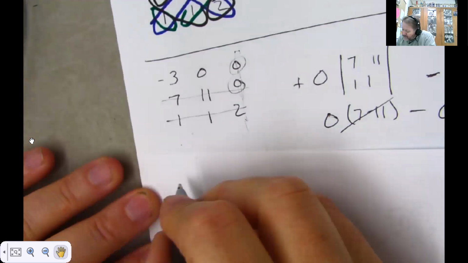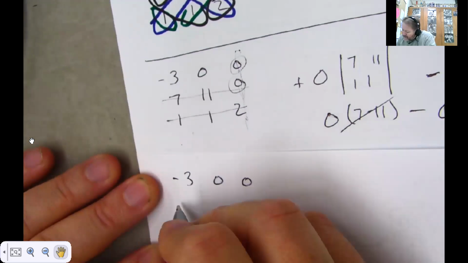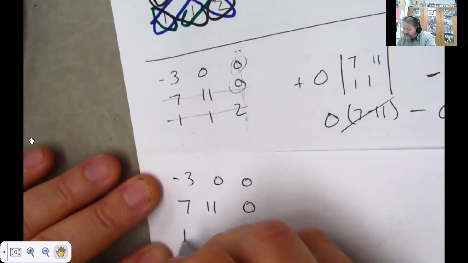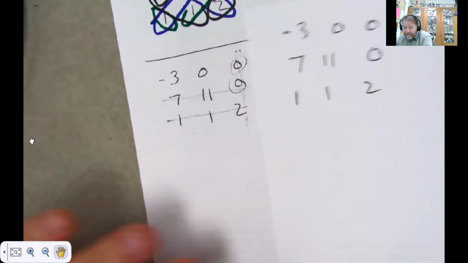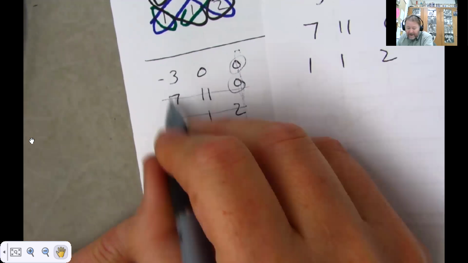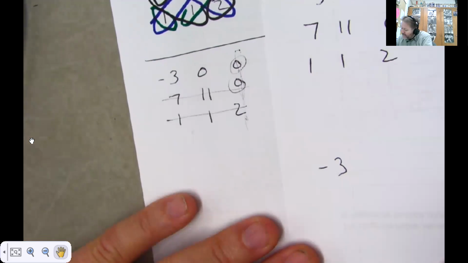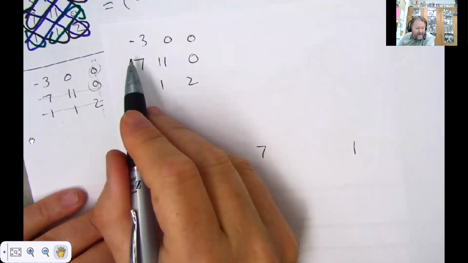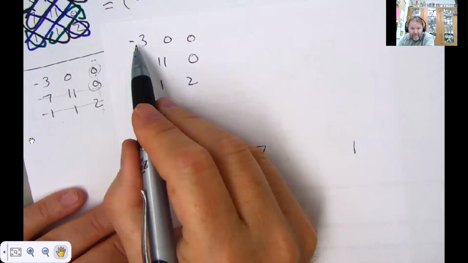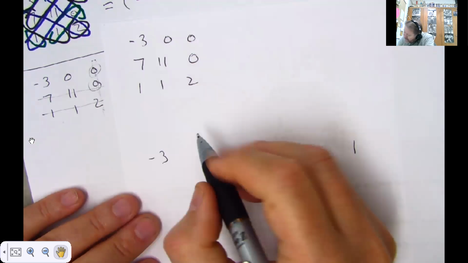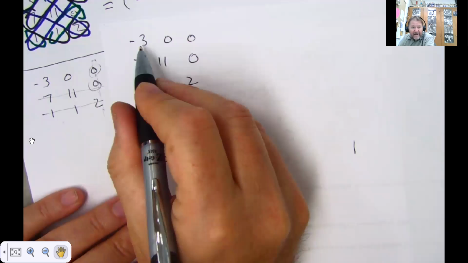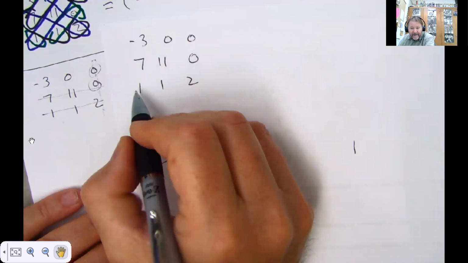It's going to be -3, 0, 0, 7, 11, 0, 1, 1, 2. And I said, hey, this looks like this would be the hardest one to do. So let's go ahead and do it. The three numbers for that column are -3, 7, and 1. Now we're going to use that sign table, which is negative. That's going to be a positive. So that stays the same. That's going to be a negative. That's going to be a positive. Positive, negative, positive. So keep the sign, change the sign, keep the sign.